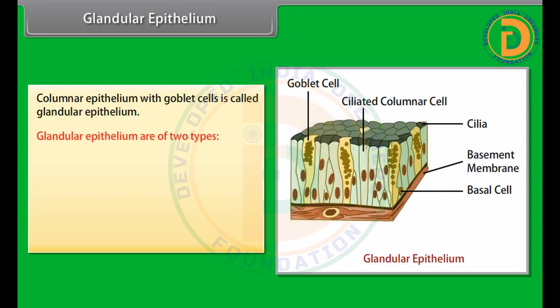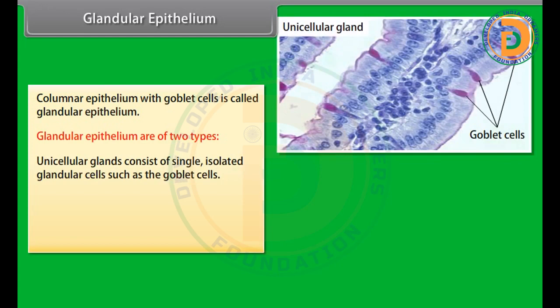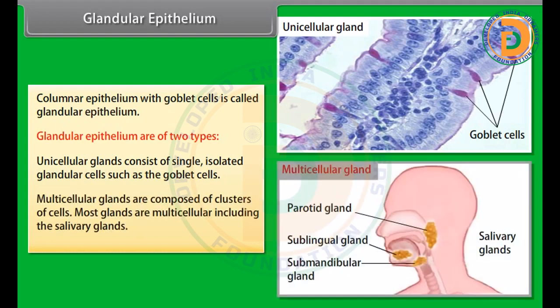Glandular epithelium are of 2 types. Unicellular glands consist of single, isolated glandular cells such as goblet cells. Multicellular glands are composed of clusters of cells. Most glands are multicellular, including the salivary glands.